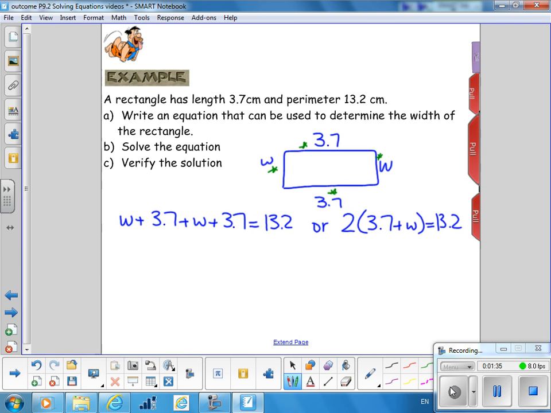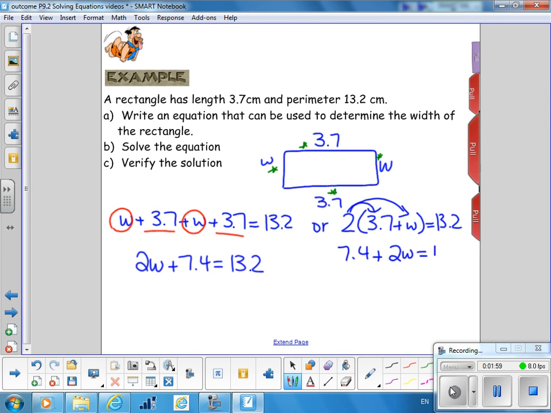So in this left-hand one here, now we just need to collect like terms. W plus W, and 3.7 plus 3.7. W plus W is 2W. 3.7 plus 3.7 is 7.4. And that's exactly what you'll get if you distribute the 2 through the bracket. So we're solving the same equation.